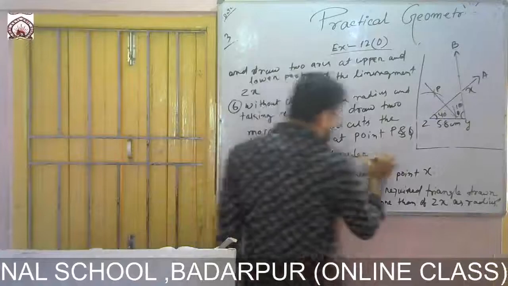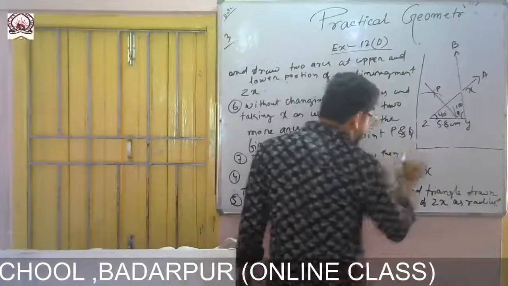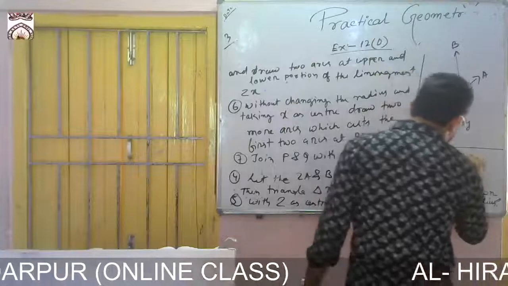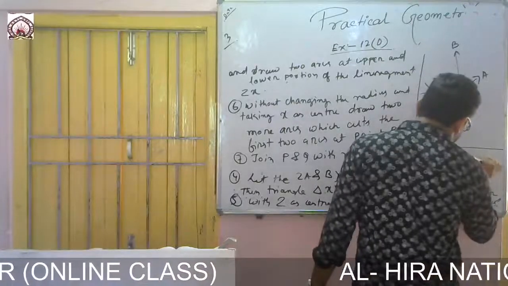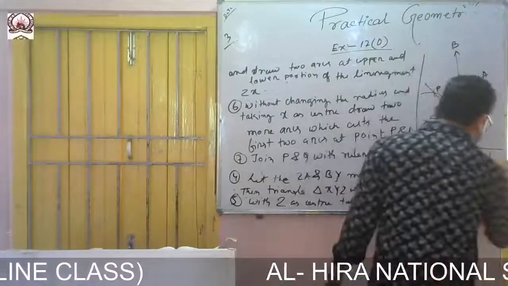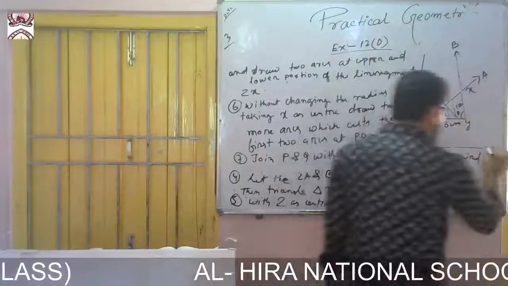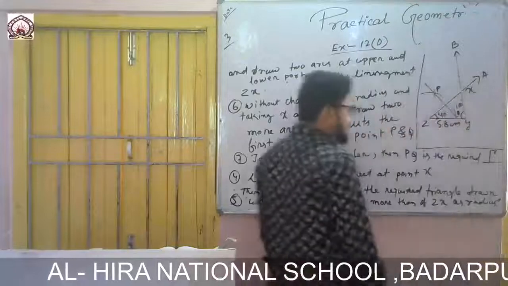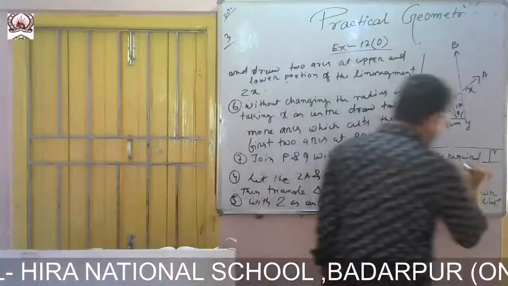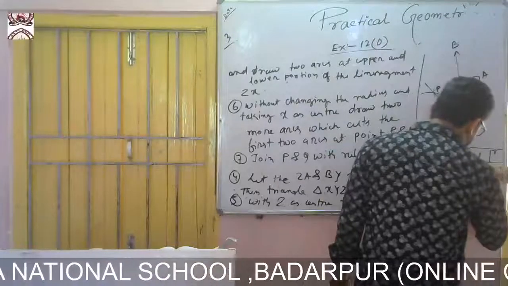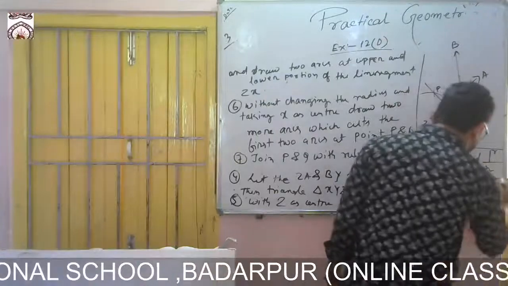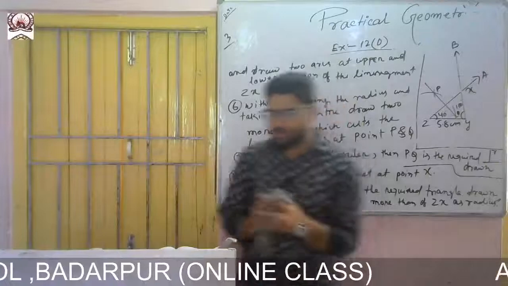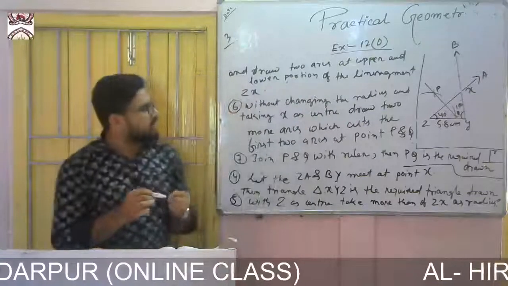Then PQ is the required perpendicular. Here I am not writing it out, I am just giving the perpendicular symbol. Required perpendicular drawn.